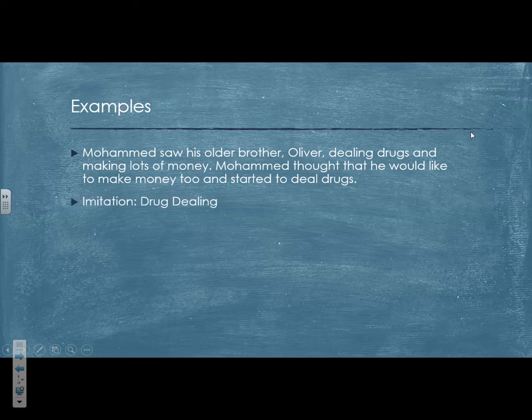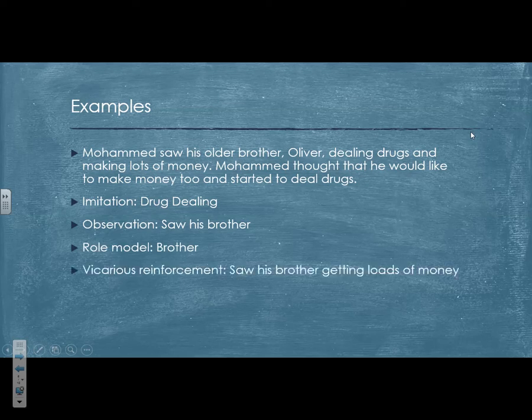So the modelling, the thing Mohammed was imitating, was drug dealing. The observation: he saw his brother, so he was watching his brother. The role model was his brother. The vicarious reinforcement was his brother getting lots of money for the drug dealing. And the reason he identified with the role model, you could argue lots of different reasons, but Mohammed and Oliver were both male, and they both lived in the same family home, they were brothers.